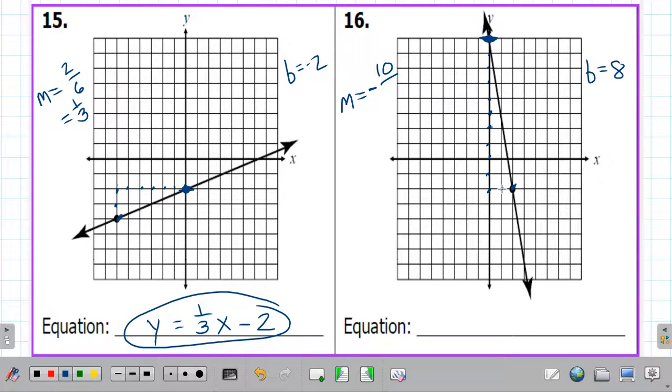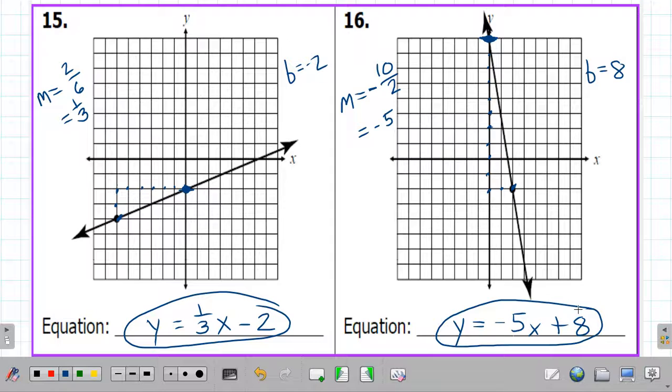And then I'm going to go over 2. And that actually is another one that simplifies. Negative 10 over 2 is nothing more than negative 5. So my equation, actually really easy here, y is equal to negative 5x plus 8.